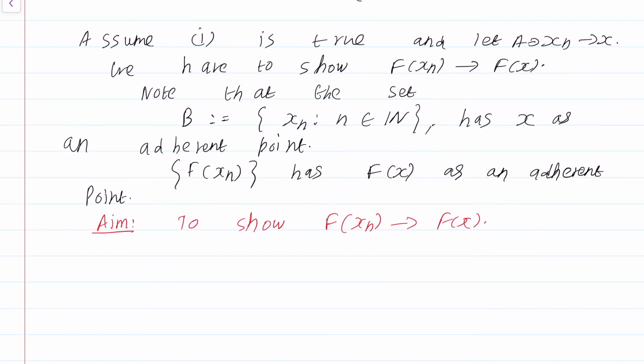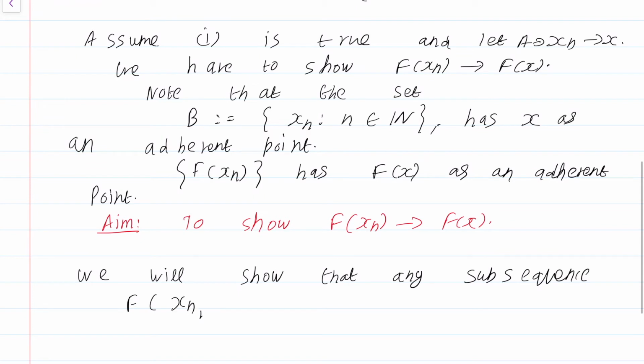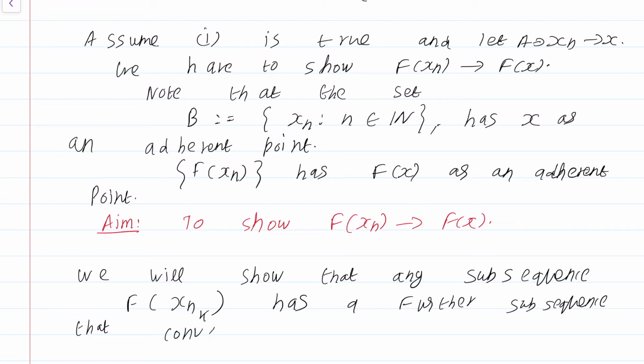Okay, so now how we are going to do this is a slightly roundabout way. We will show that any subsequence f of x_{n_k} has a further subsequence that converges to f of x.